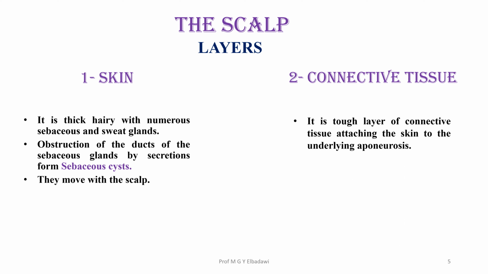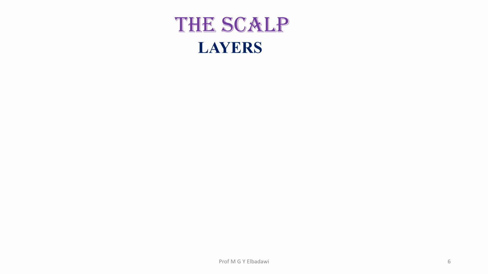The connective tissue is a tough layer attaching the skin to the underlying aponeurosis. This attachment is by fibrous bands between the skin and the aponeurosis, converting this space into small locules which have some fat within and connecting the 3 layers together. It has the richest cutaneous blood supply in the whole body. That's why with any injury to that area, the bleeding is profuse.